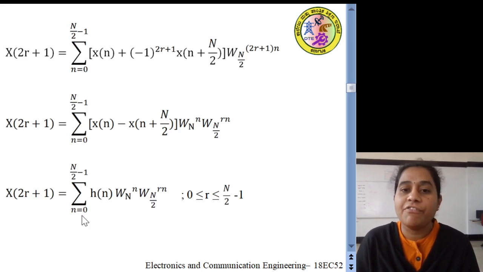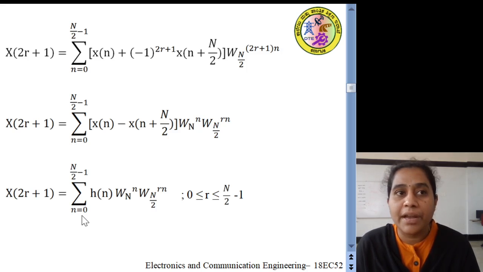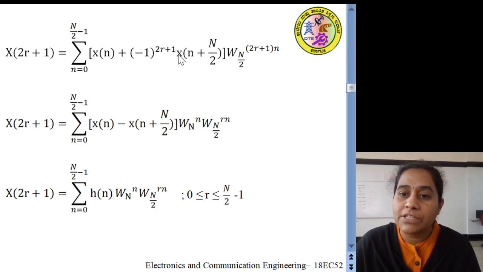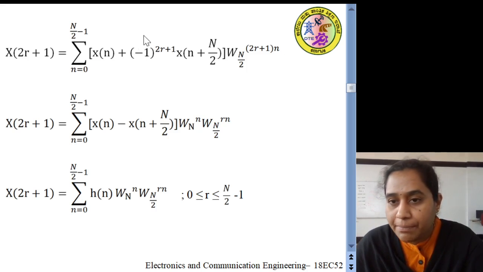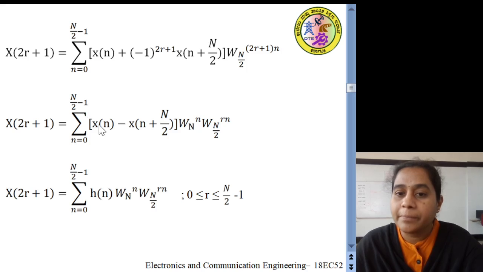Similarly, if we consider X of 2r plus 1, which is equal to summation n varying from 0 to N by 2 minus 1, x of n plus (-1) raised to the power of 2r plus 1, x of n plus N by 2, whole thing multiplied by WN raised to the power of 2r plus 1 into n. If we simplify this, we get summation n varying from 0 to N by 2 minus 1, x of n minus x of n plus N by 2, whole thing multiplied by WN raised to the power of n into WN by 2 raised to the power of rn.